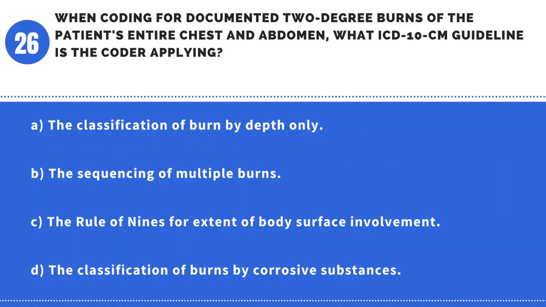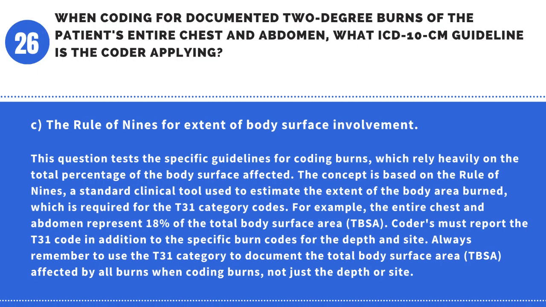Question 26. When coding for documented second-degree burns of the patient's entire chest and abdomen, what ICD-10-CM guideline is the coder applying? A. The classification of burn by depth only. B. The sequencing of multiple burns. C. The rule of 9s for extent of body surface involvement. D. The classification of burns by corrosive substances. Answer C. The rule of 9s for extent of body surface involvement.